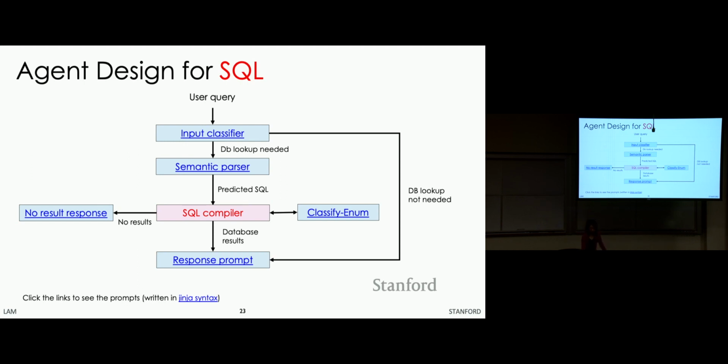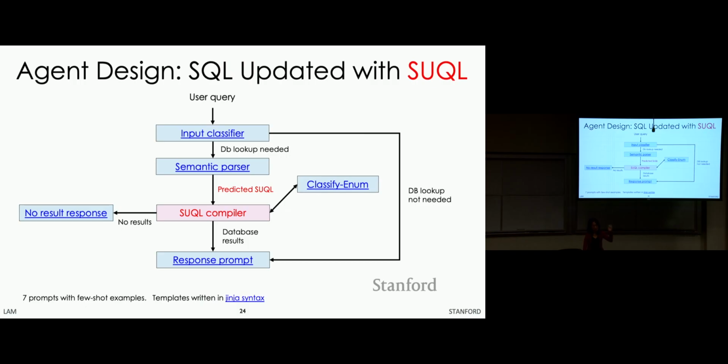What does SUQL look like? It turns out that a basic SUQL has two parts. Of course, I'm adding the summary execution and the answer execution, and that is it at the high level.